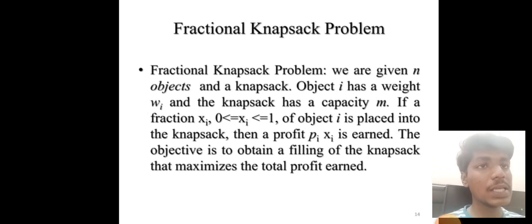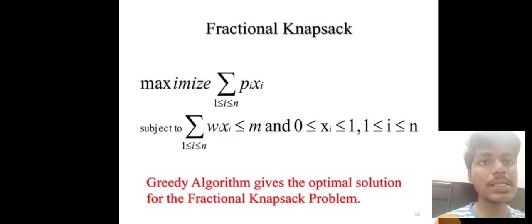Here we are given n objects and a knapsack. Object i has a weight Wi and the knapsack has a capacity M. If a fraction xi of object i is placed into the knapsack, then PiXi can be earned. That means only a part of the profit is earned, not the total amount of profit. The objective is to obtain a filling of the knapsack which maximizes the total profit earned. The formula is: maximize sigma over 1 ≤ i ≤ n of PiXi, subject to sigma over 1 ≤ i ≤ n of WiXi ≤ M.